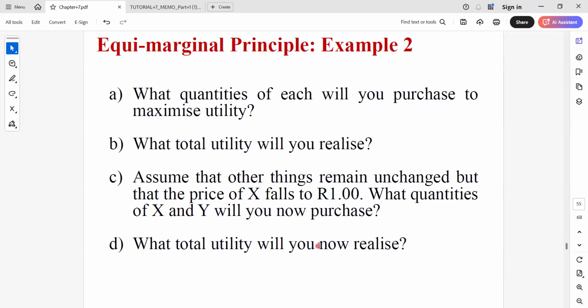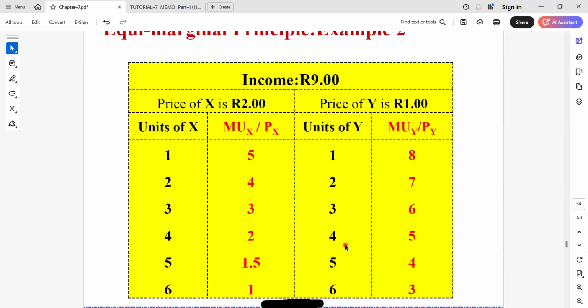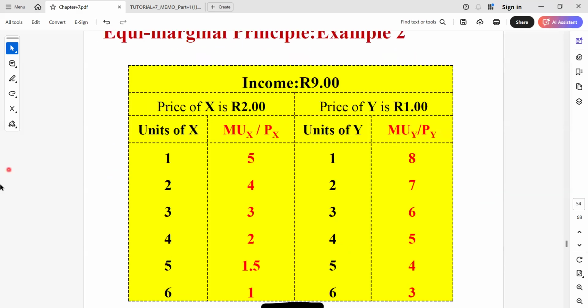They say assume that other things, okay, we did this one. What total utility will you now realize? Okay, let me just do this one. So they're saying what total utility will you now realize? So we said it's going to be 4 units of good X and 5 units of good Y. So to calculate your total utility, basically, sorry, not this one. We're not using this one because now we're looking at 1 rand for good X and 1 rand for good Y.